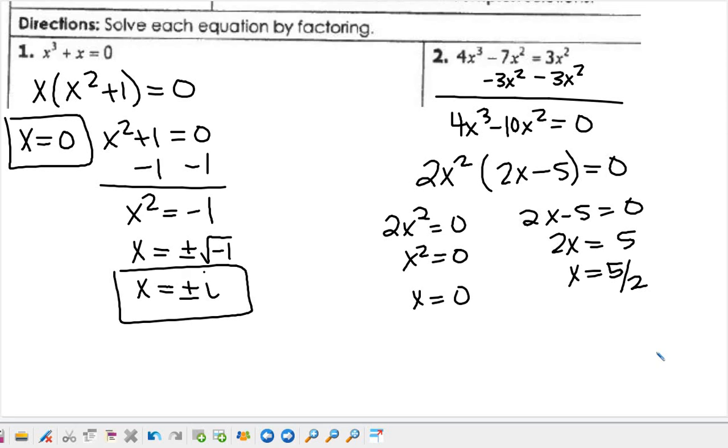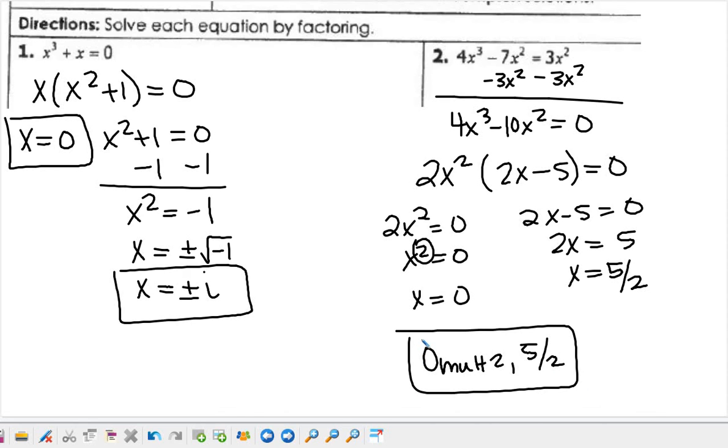Now the question becomes, well, this says that I have a third degree polynomial, so I should have 3 zeros. So don't forget that you can have that multiplicity of 2. So 0 appears twice, and then 5 over 2 appears once. So just be cautious that you remember that that 0 does appear twice because it was quadratic. Okay.